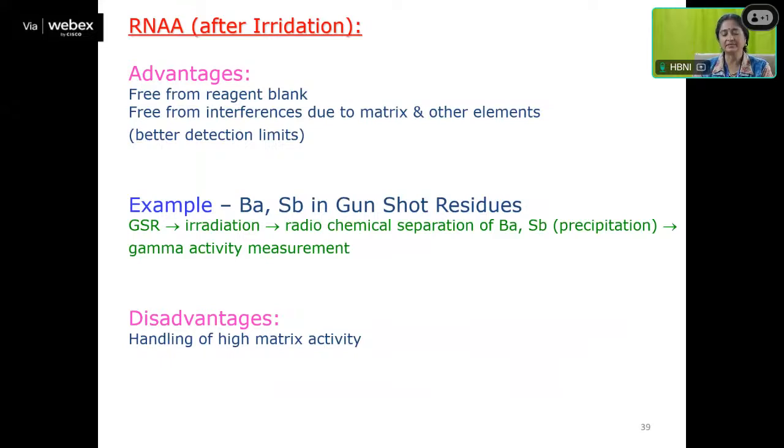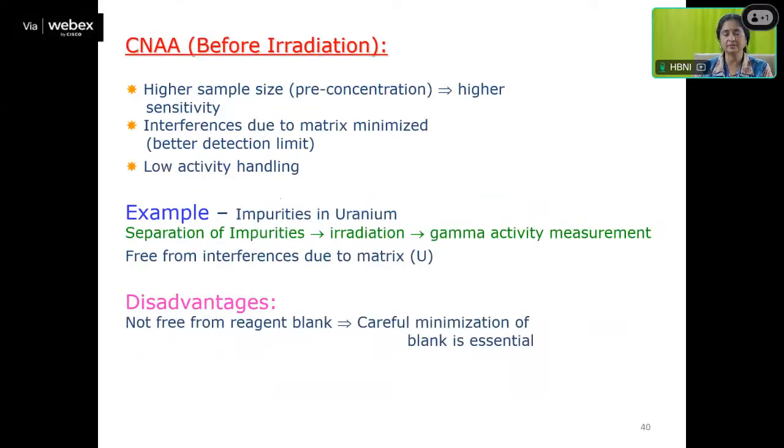The disadvantage is handling of high matrix activity. Because when you are separating your element of interest after irradiation, you are handling the whole sample as such, which is highly active because of irradiation in a neutron source. Therefore, you are handling the high activity of the matrix.